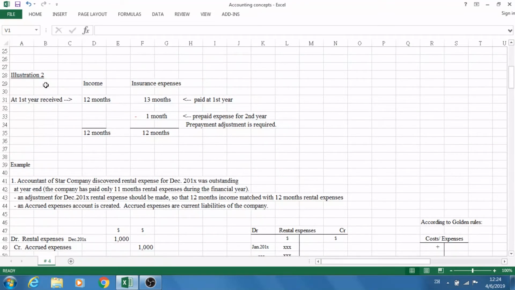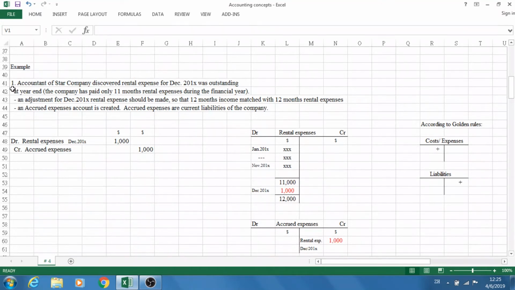Illustration 2. This company received 12 months income but paid 13 months insurance expenses in the first year. That means 1 month insurance expenses was prepaid for the second year. Prepayment adjustment is required to reduce 1 month's insurance expenses so that 12 months insurance expenses is matched with 12 months income.